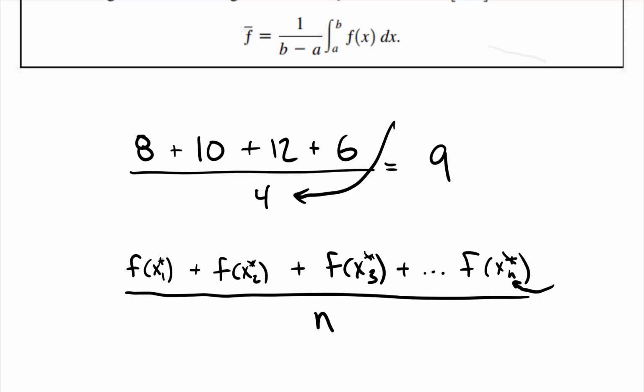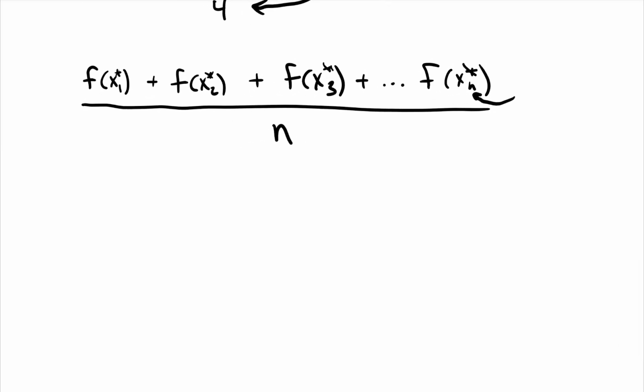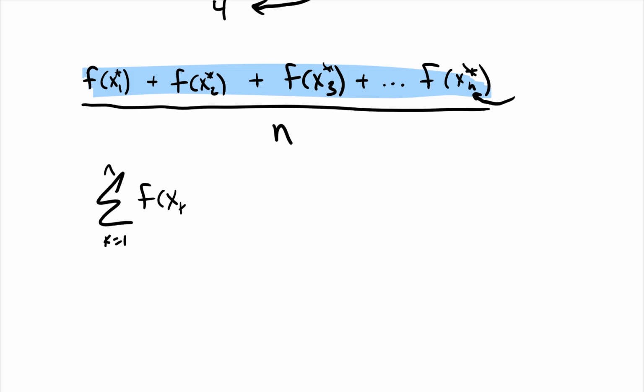Let's have a quick talk about this. Do you remember how we could write this top part? Do you remember this from Calc 1? This is the sum, and they use k in this book, from k equals 1 up to n of f of x sub k star. There's the top, and then we want to divide by n.